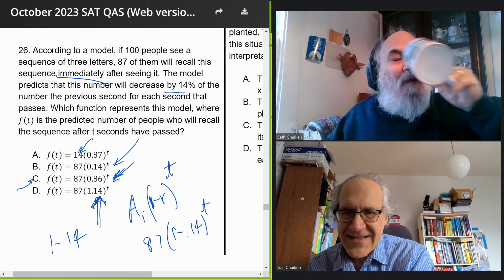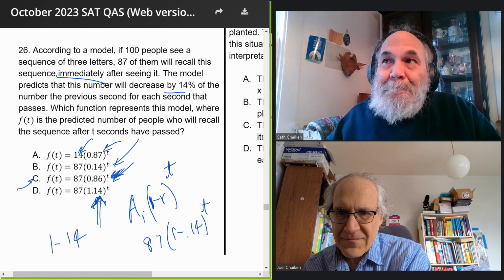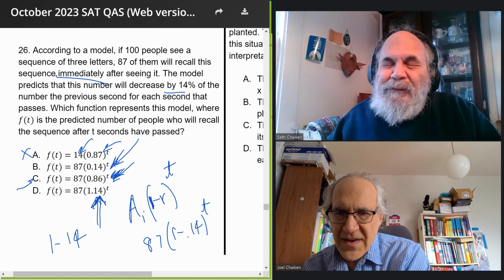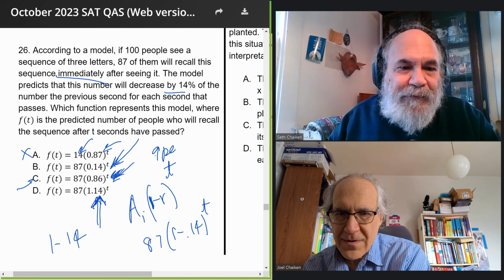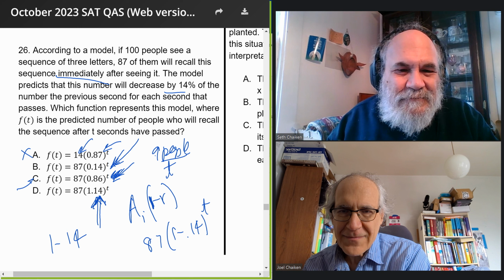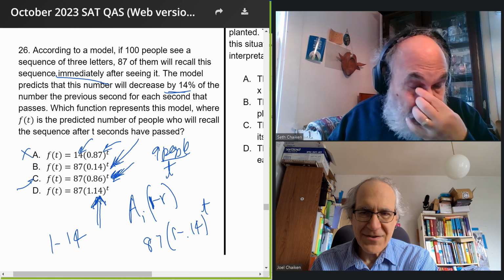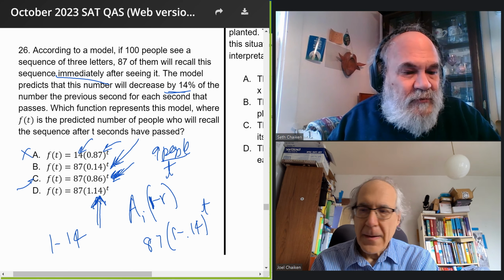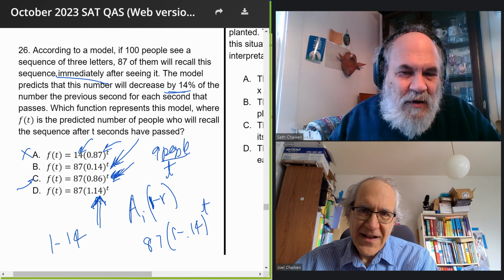If you use 14 as the answer, that's completely wrong. But even this one, after 1 second, you're talking about 9 people. But 9 people is not a decrease of 14%. It's a decrease of 86%. So with this question you have to be careful not to make that mistake.